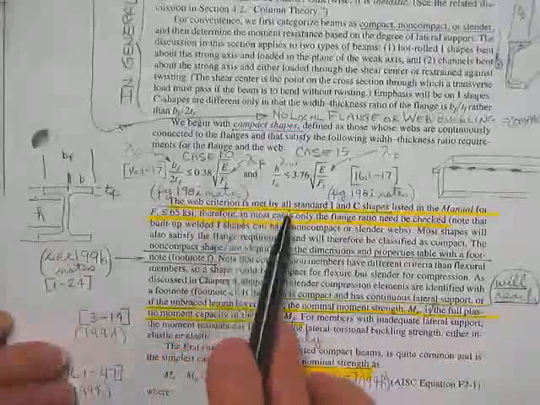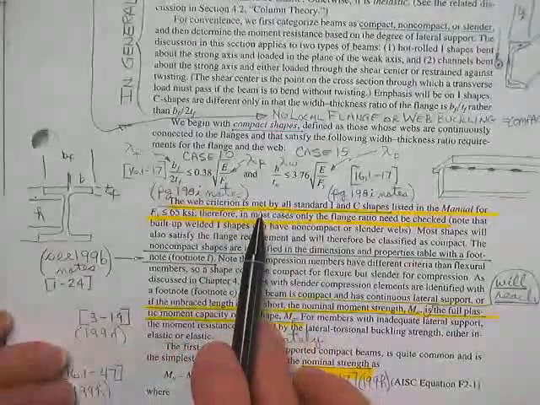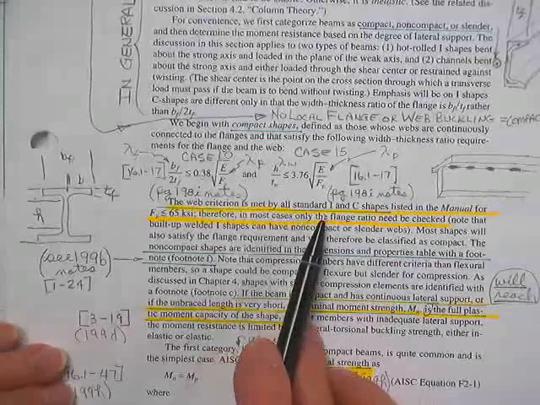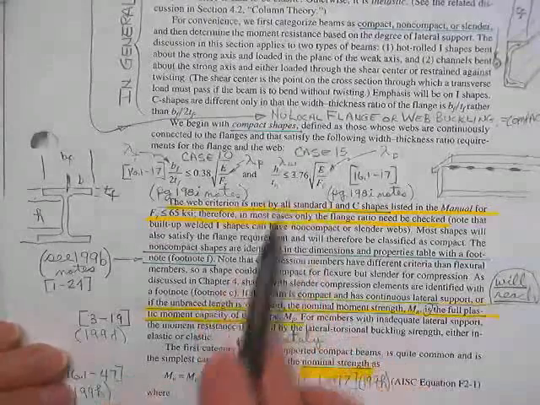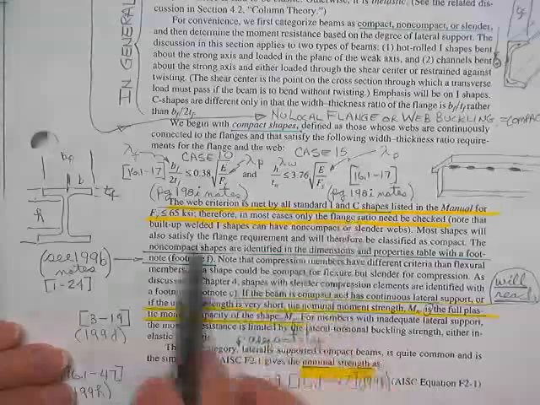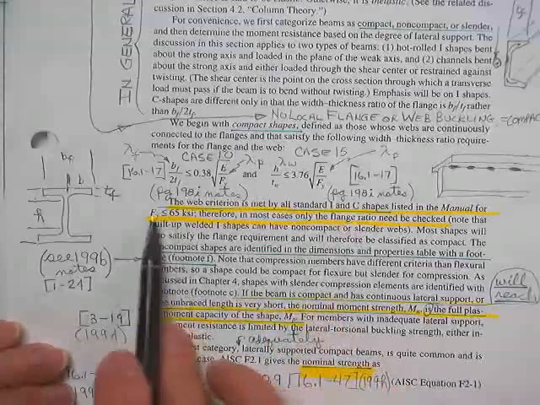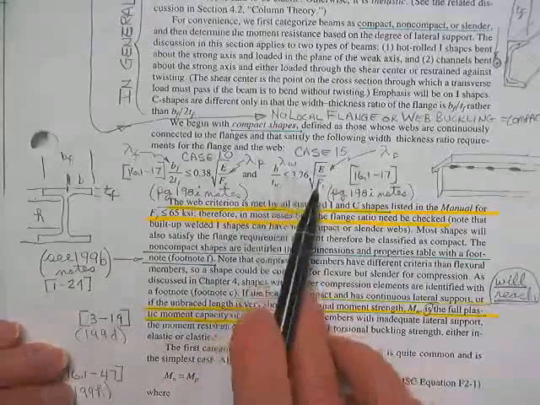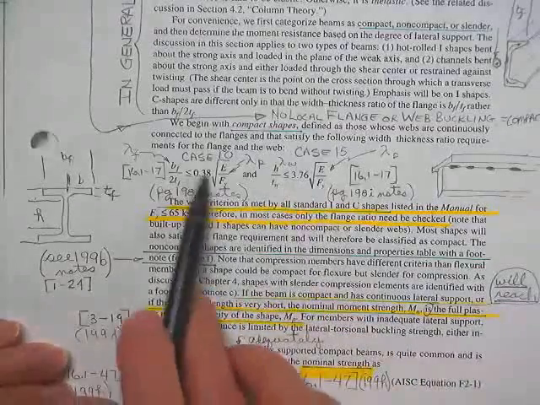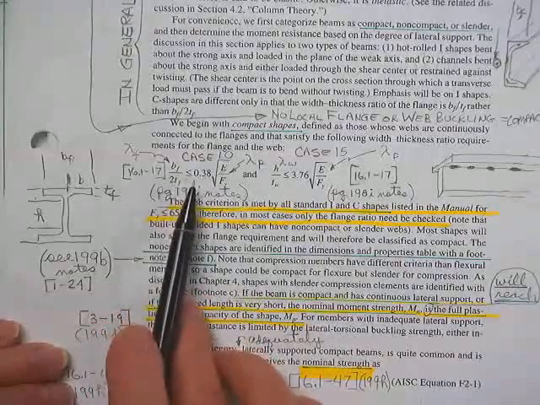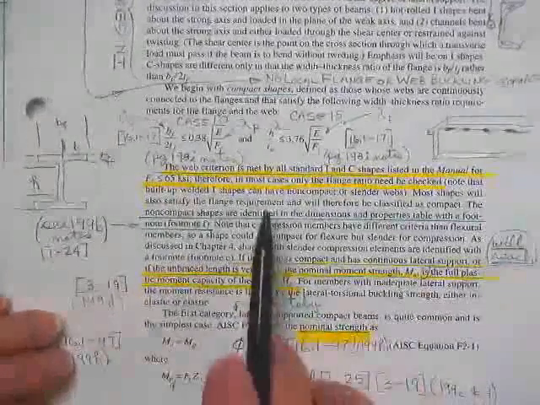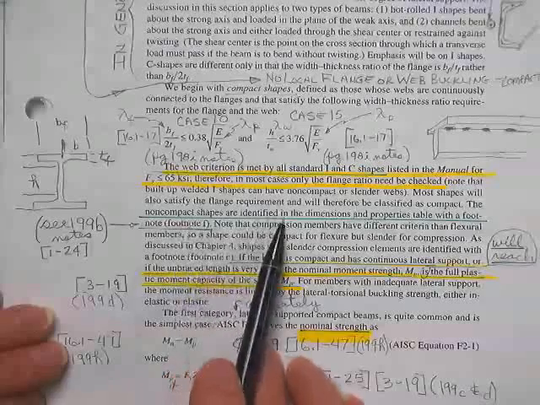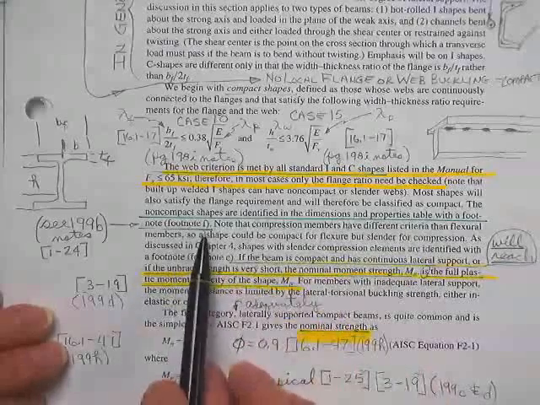Now, it turns out the web criteria is met by everything in the book. So, truth is, if you just say that on an exam and don't actually check this breakpoint, and if you're using an F sub Y smaller than 65 KSI, see, there's your F sub Y, 65 KSI, everything in the book is smaller than that number. They're not all smaller than this one on the flange. Some of those do not meet this criteria. So he says, in most cases, all you got to do is check the flange. The non-compact shapes are also identified in the dimensions and property tables with a footnote.